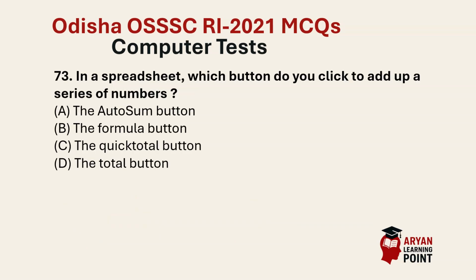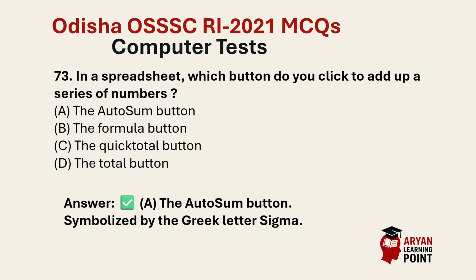73. In a spreadsheet, which button do you click to add up a series of numbers? A. The AutoSum button. B. The Formula button. C. The Quick Total button. D. The Total button. Answer A. The AutoSum button, symbolized by the Greek letter sigma.